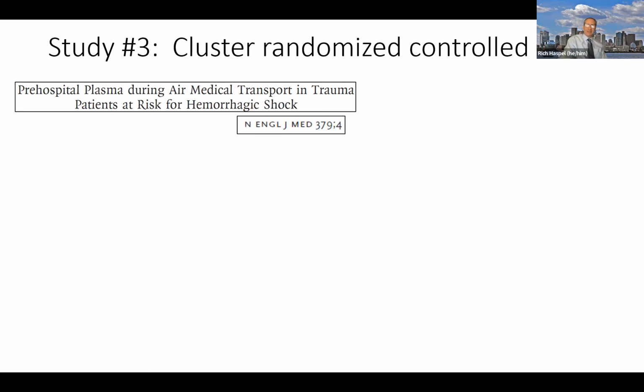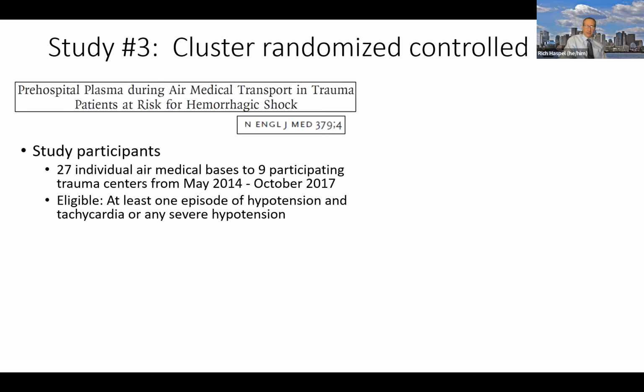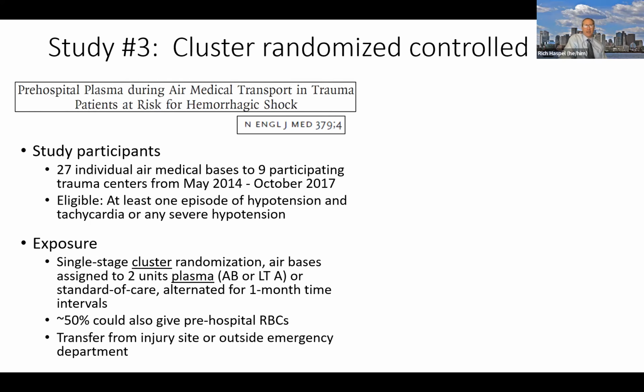Okay, last study is a cluster randomized trial. This was 27 individual air medical bases to 9 participating trauma centers. They had to have hypotension or severe hypotension. Now, this was a cluster randomized trial. So it wasn't like they had a cooler and they open it up and say, surprise, you're either giving them plasma or not. All the units, all the helicopter people knew exactly which group they were in. They knew if they were giving plasma or not.